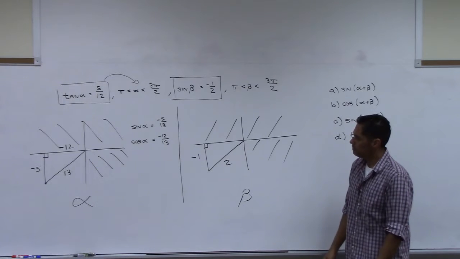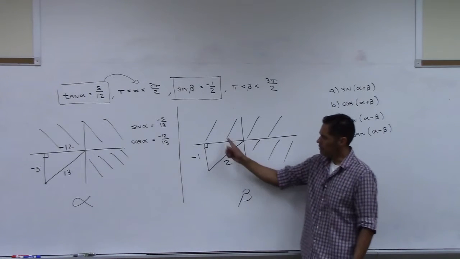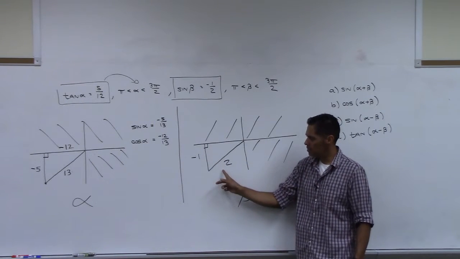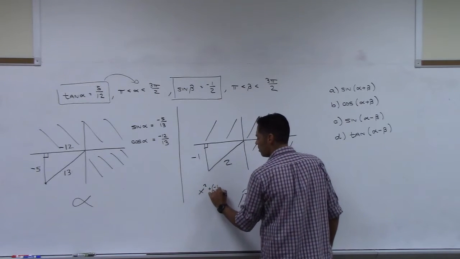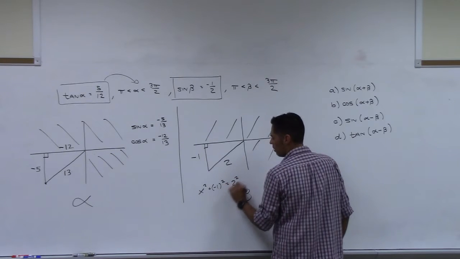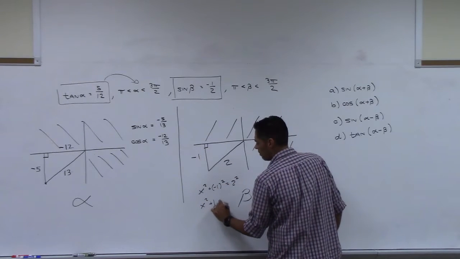So you would do whatever this is squared plus this squared equals this squared. So we'll call that thing x. X squared plus negative 1 squared must equal 2 squared. So x squared plus 1 must equal 4.